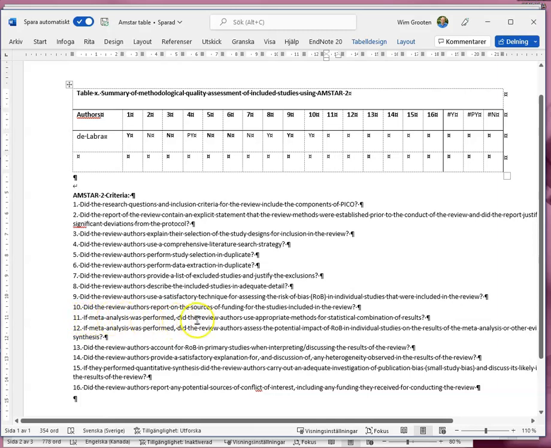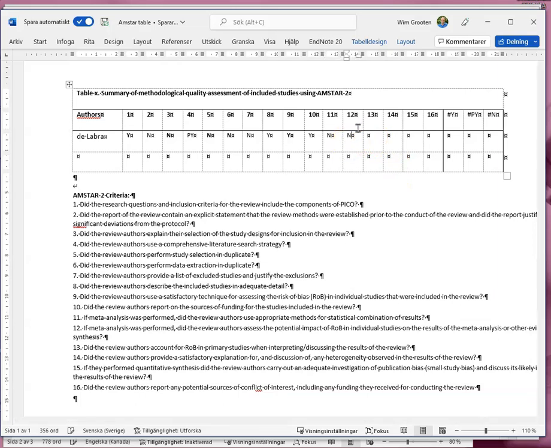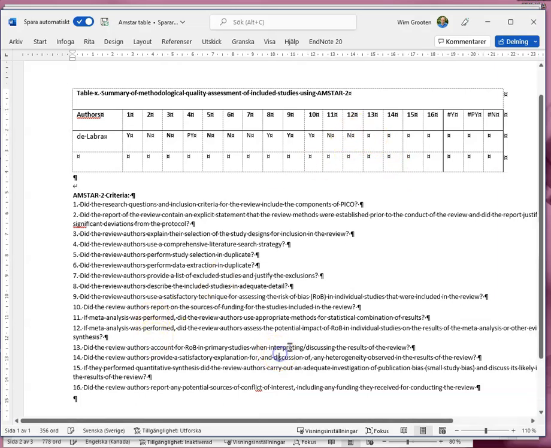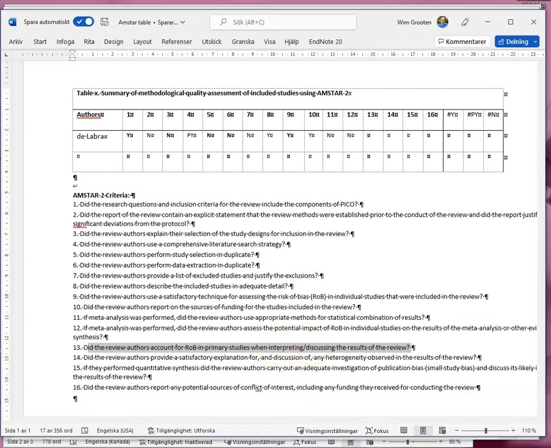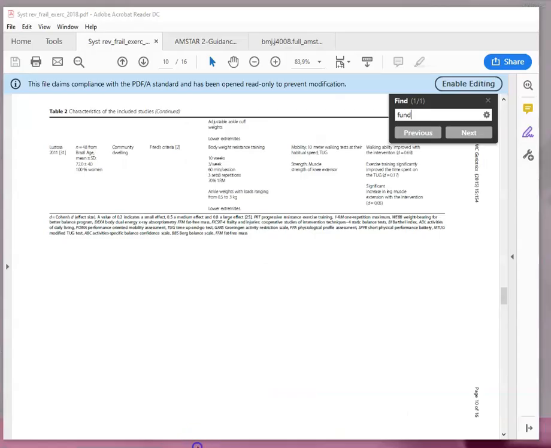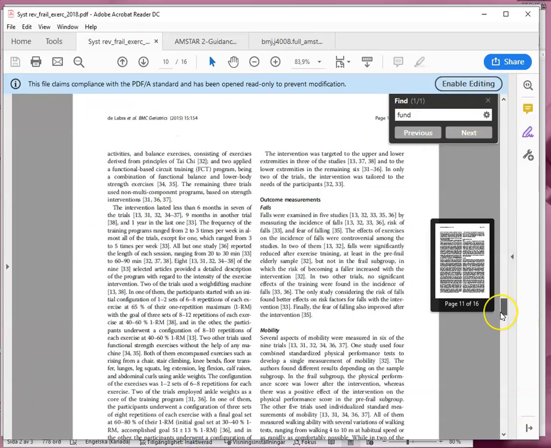If meta-analysis performed, no, we don't have any meta-analysis. So that goes very fast. 12, assess the potential, no, we didn't have any. And then 13, did the review authors account for the risk of bias in primary studies? Okay. So we have seen that the studies were quite okay. But did they discuss this? Okay, let's go to the paper one more time and then go to the discussion.